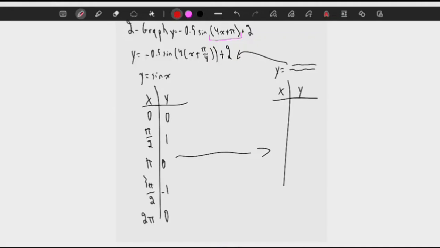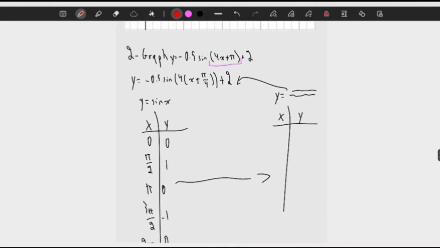Again, you look at what affects the y and what affects the x. So moving left to right, you have the negative, which affects the y. You have the 0.5, which also affects the y. And all the way on the right, you have the plus 2, which also affects the y.